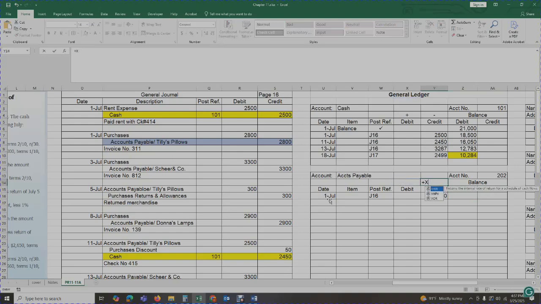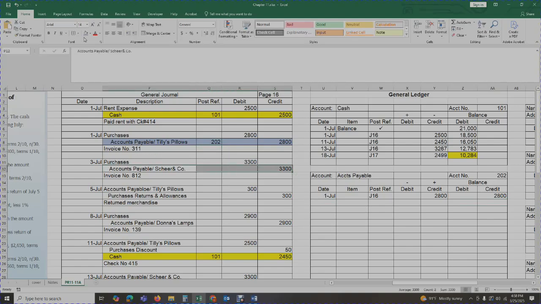A debit decreases it, so the opposite. So you need to know the normal balances of the accounts. The normal balance of a payable is a liability, it's a credit. So my balance should always be in the credit column for my accounts payable account. Then I'm going to go back to my journal and enter account number 202. I'm going to continue going.